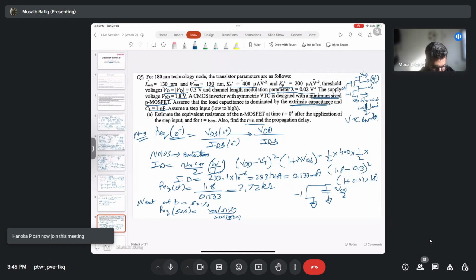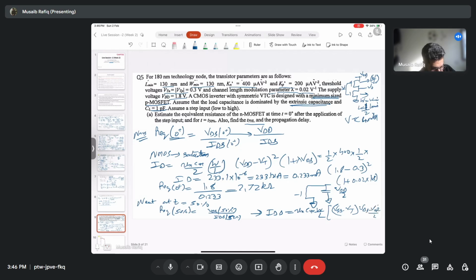So in this case, my NMOS is in linear region, right? So my IDS will be written like this: mu n Cox W by L times VGS minus VT times VDS minus VDS square by 2, multiplied by 1 plus lambda VDS. I won't go into the calculation part of it. I'll just write the answer directly. So it is 190. Just wait a second.